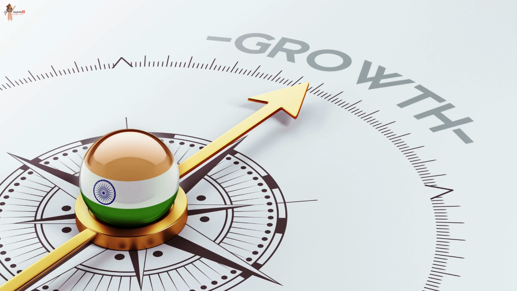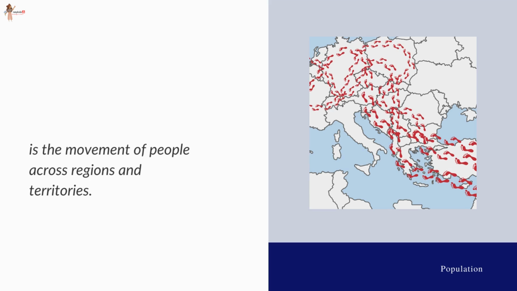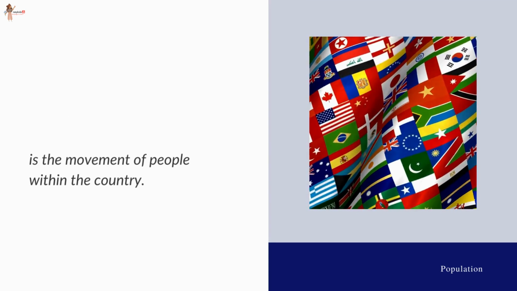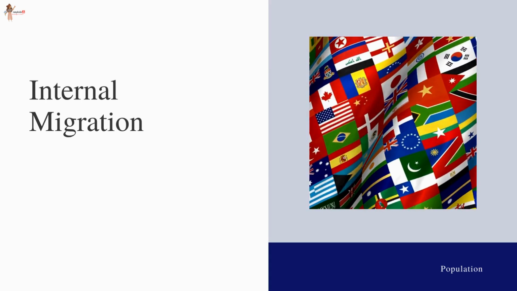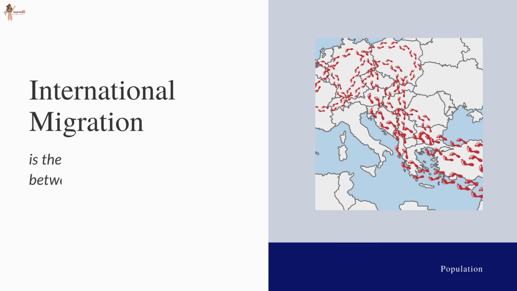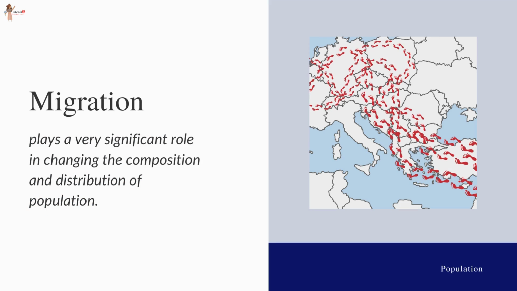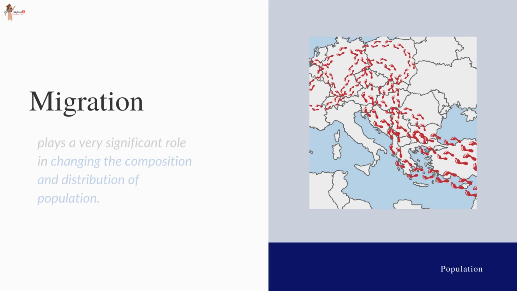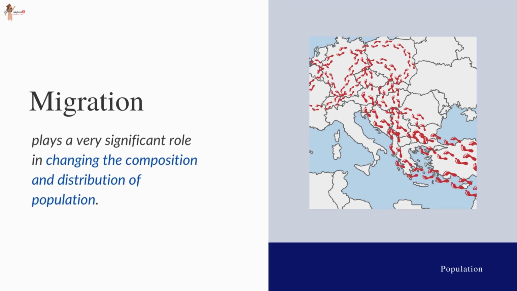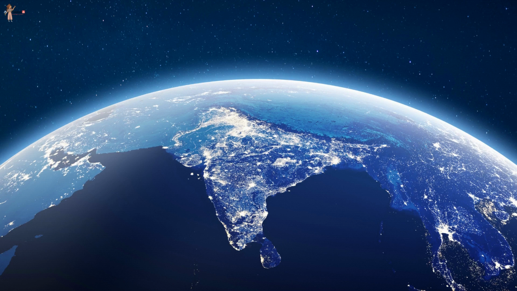The third component of population growth is migration. Migration is the movement of people across regions and territories. Migration can be internal, that is, within the country, or international, which is between the countries. Internal migration does not change the size of the population, but it influences the distribution of population within the nation. Migration plays a very significant role in changing the composition and distribution of population.